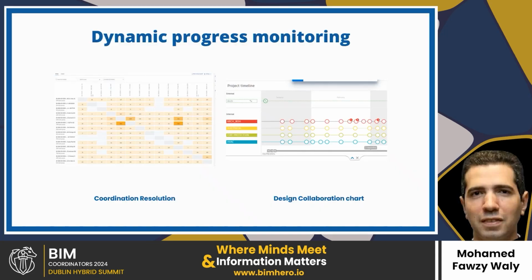Autodesk Construction Cloud offers several powerful features, including design collaboration and model coordination, that enable dynamic progress monitoring. The design collaboration module provides a timeline that allows teams to track the sharing and consumption of design packages. This timeline makes it easy to visualize design progress and the exchange of information between teams, improving transparency and communication across the project.